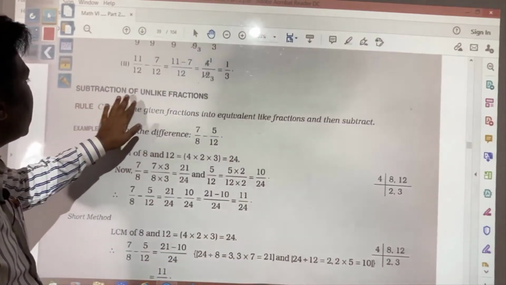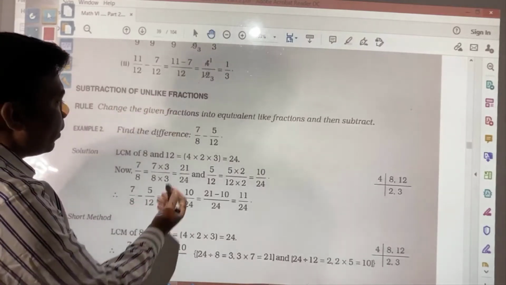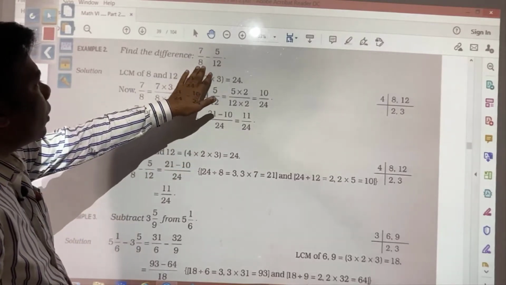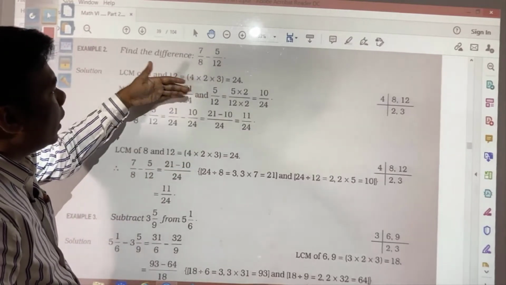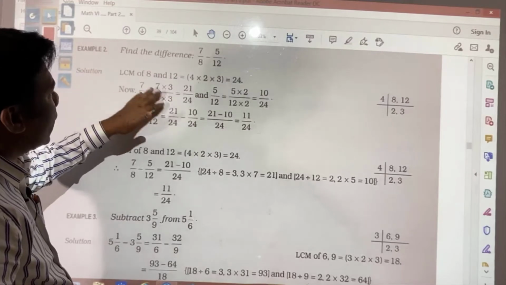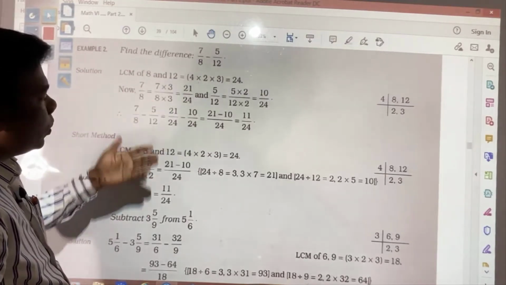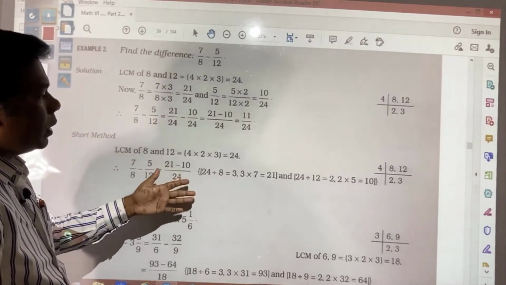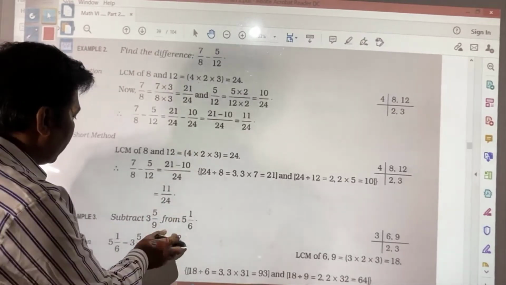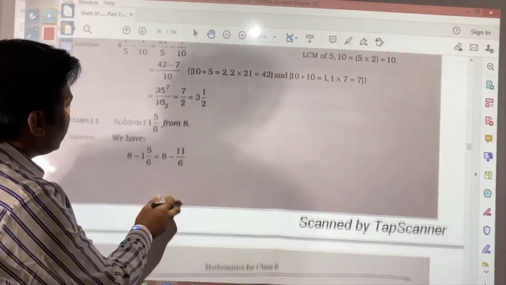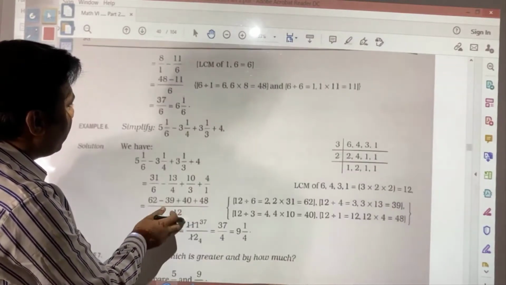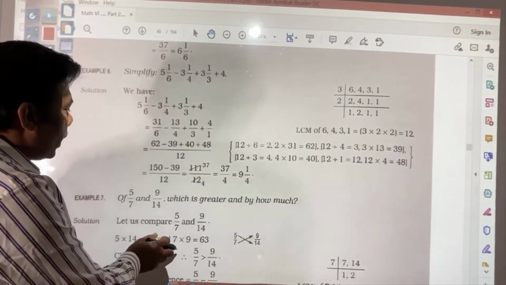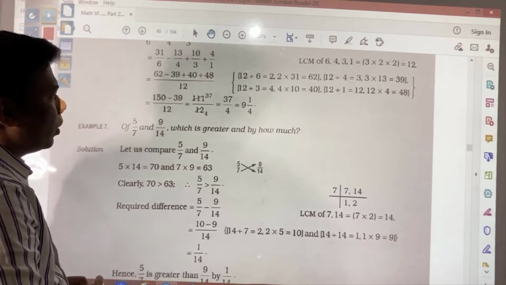Then we have subtraction of unlike fractions. If unlike fractions are there, then what do we need to do? The same thing. You need to find the LCM and then convert them into like fractions and then subtract. Otherwise, the shortcut method that I have told, that method is required to be applied as I have explained now. So go through all these questions properly and try to solve them by yourself. If any need is there, then only take help. Otherwise, I hope you will be able to do it, you must do it by yourself.